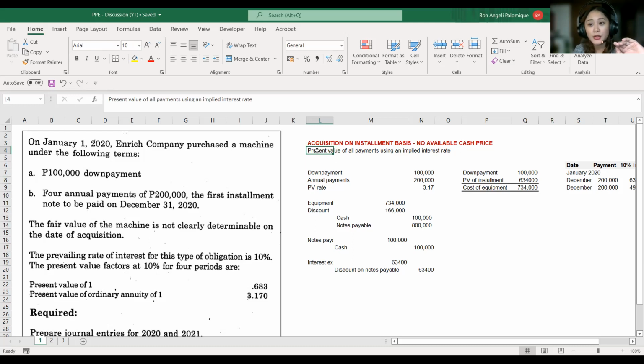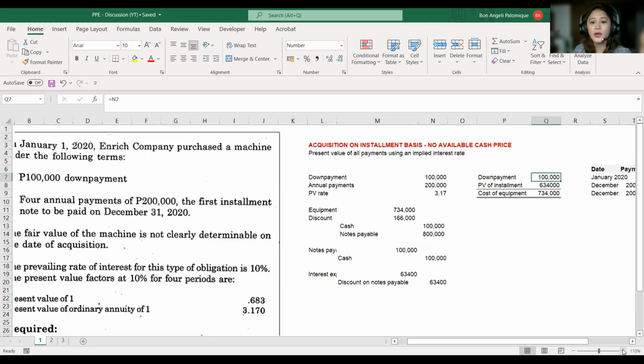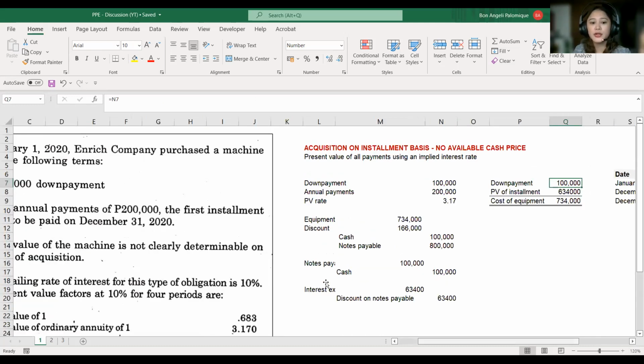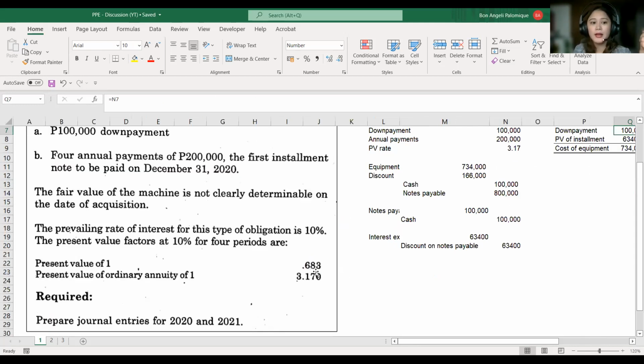Which is, kung maaalala nyo, ang cost ng machine pag ganito is the down payment plus the present value of installment. So, magkano ba yung present value ng installment? Sabi niya dito, PV of 1, PV of ordinary annuity of 1. Before you proceed, you need to identify first anong present value yung gagamitin ko dito sa dalawa. Titignan mo, ang sabi, for annual installment. Pag installment, ang gagamitin mo, ordinary annuity of 1, i-multiply mo siya dun sa 200,000.